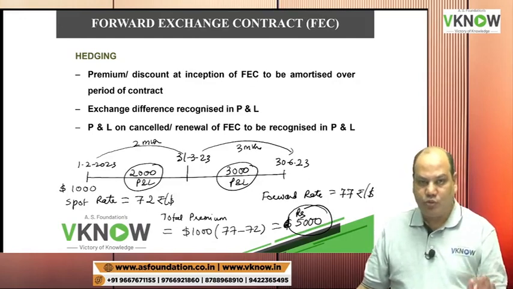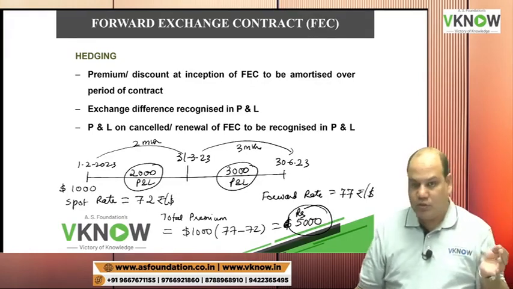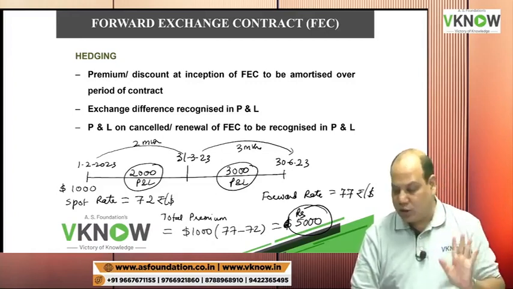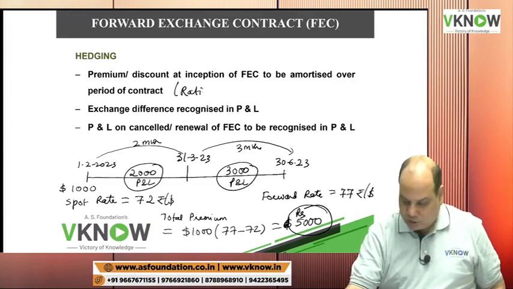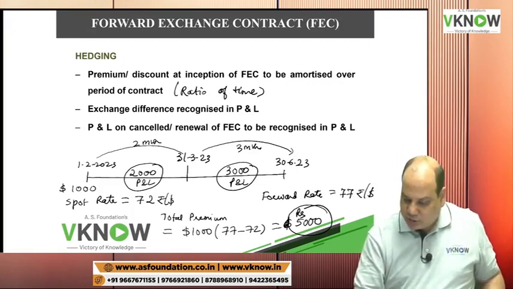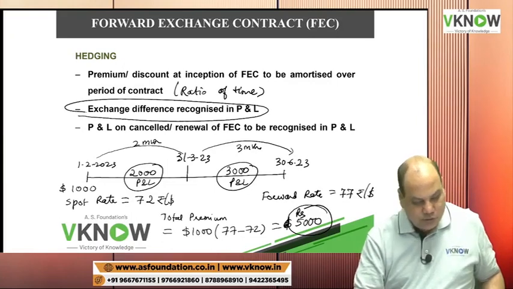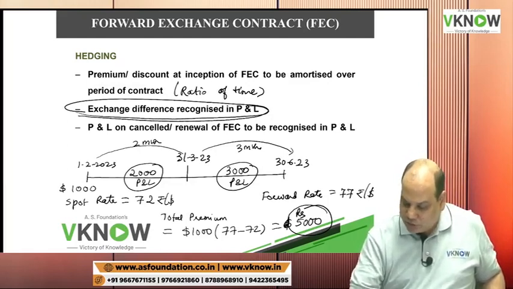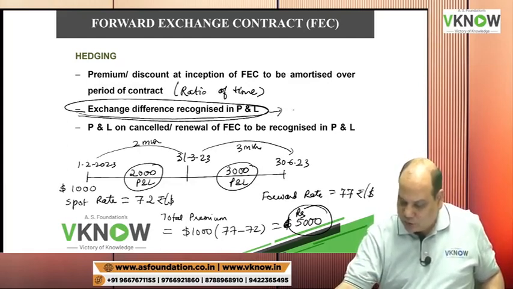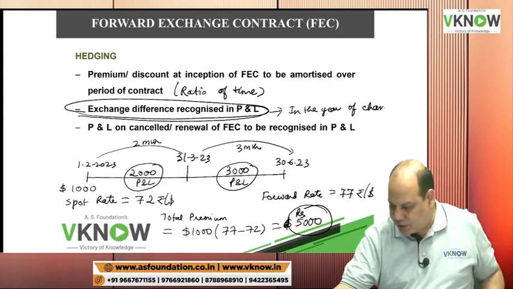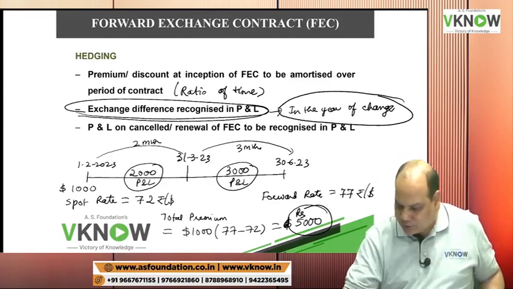So that is my first rule. The premium or discount will be amortized over the period of the contract in the ratio of time. We are going to solve 2 questions or 3 questions on this, don't worry. Second thing, any exchange difference as usual will be recognized in P&L account in the year of change. This I am going to explain with the help of one example.